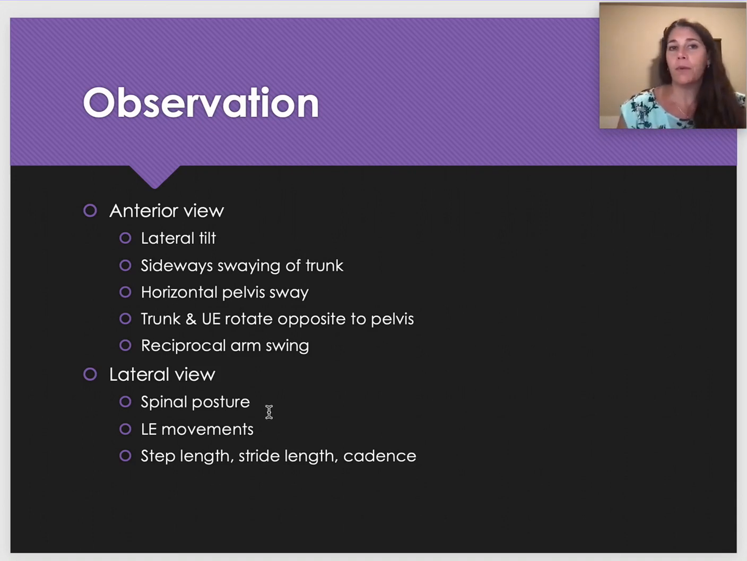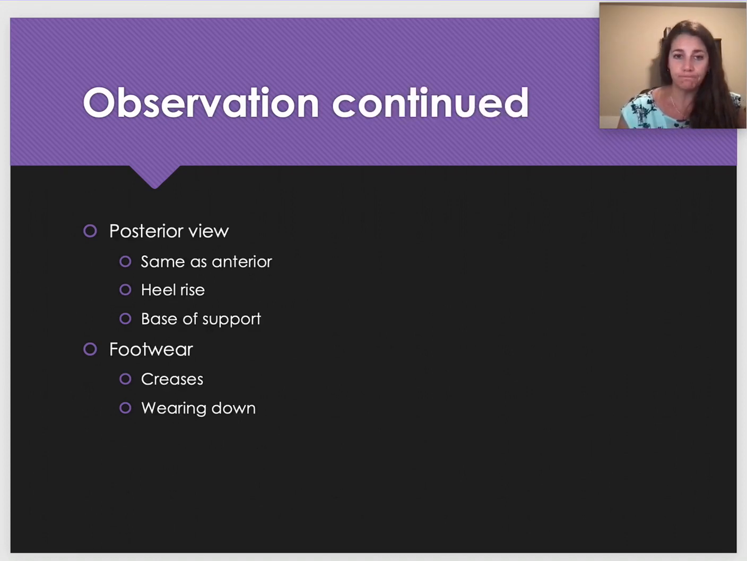Lateral view, spinal posture, covered in the posture stuff. Lower extremity movements: we already talked about the position of the hips and the knees and the ankles and the toes when we're walking. Are they doing what they're supposed to? Does their lumbar spine look good? Their C-spine, all that kind of stuff. And then the step length, stride, and then their cadence. Those are the things you see from the side.